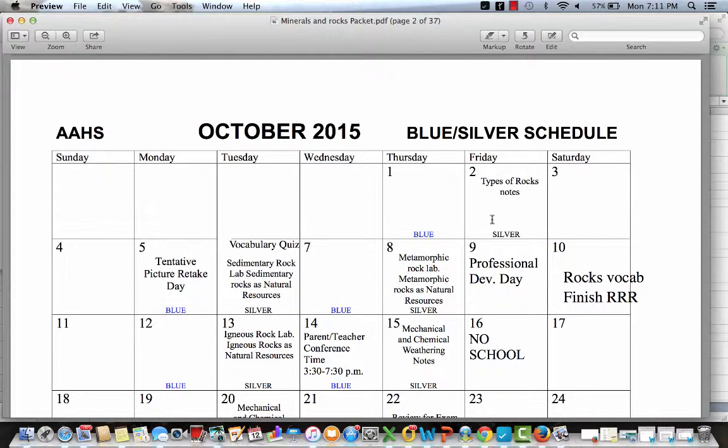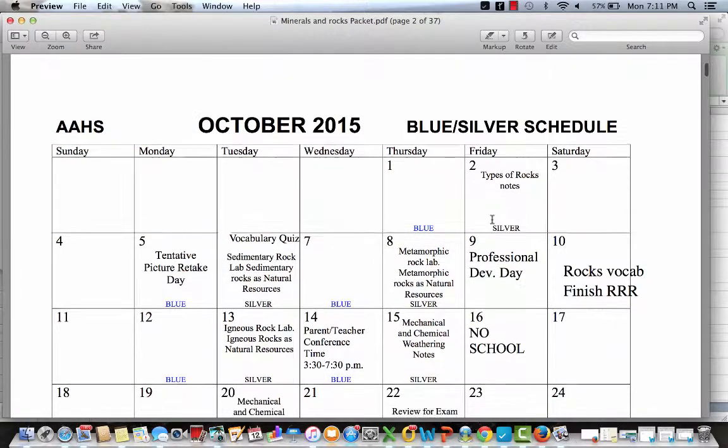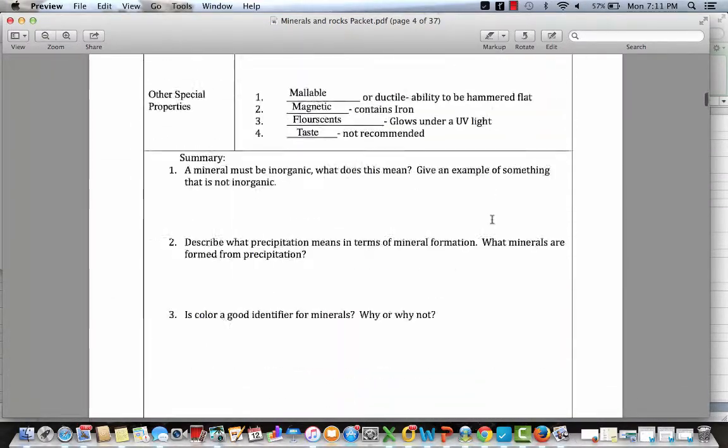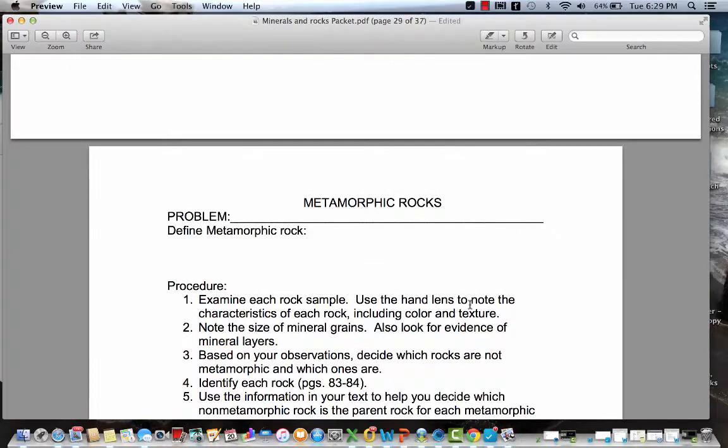We are going to work in our packets today, so you should have out your green packet. We're going to turn to this page on Metamorphic Rocks. The first thing that we need to do is put our problem in. The problem is going to be the same as all of your other problems for this section. Please fill that in now.